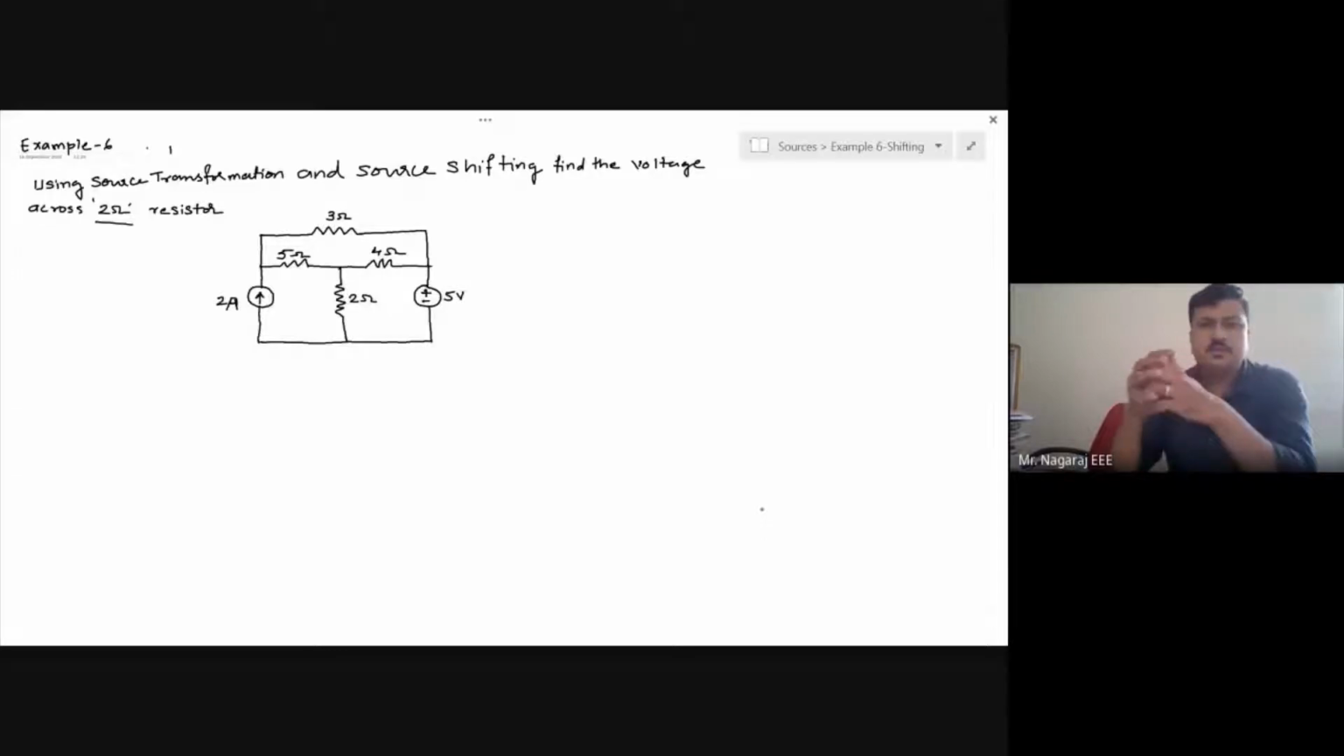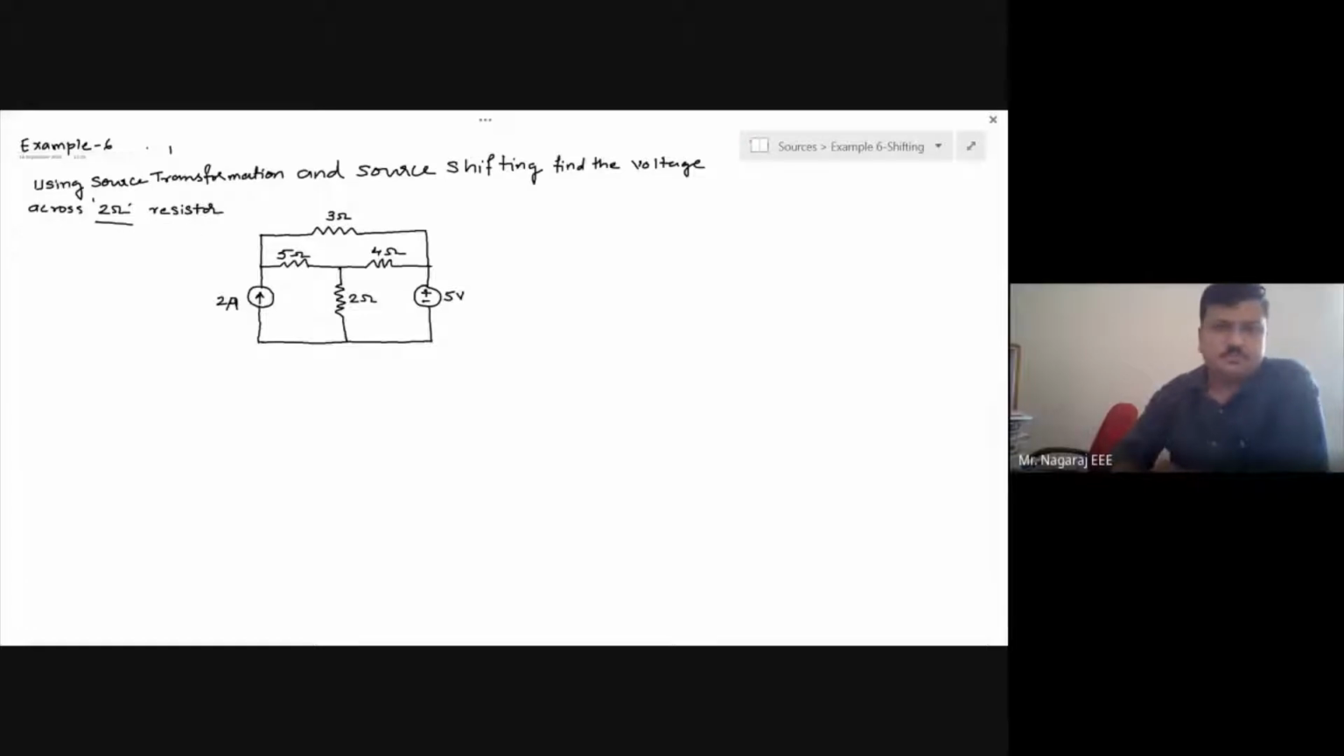Examples on the source shifting. One example on source shifting and few examples on source transformation. Okay. So we'll continue today in this session with the examples on source shifting and source transformation. This includes both. As per the example, I have already written the example, so as to save the time.